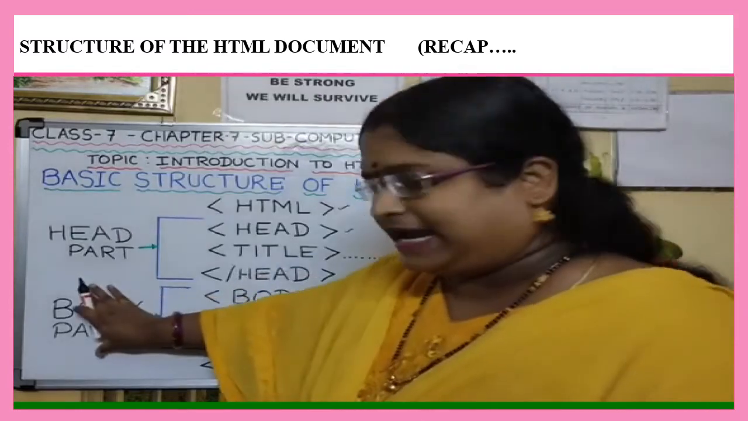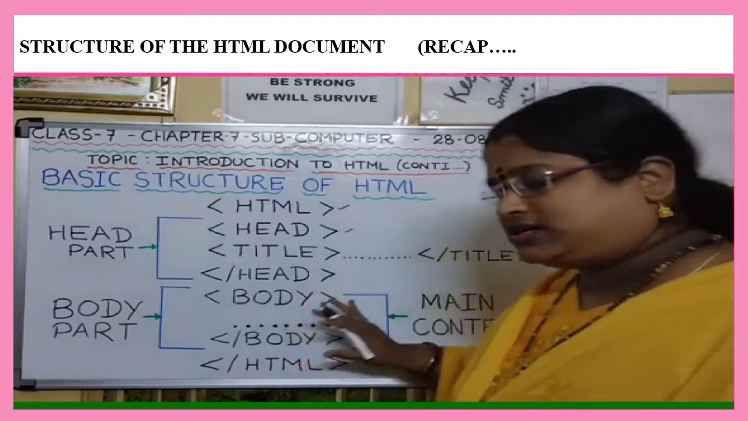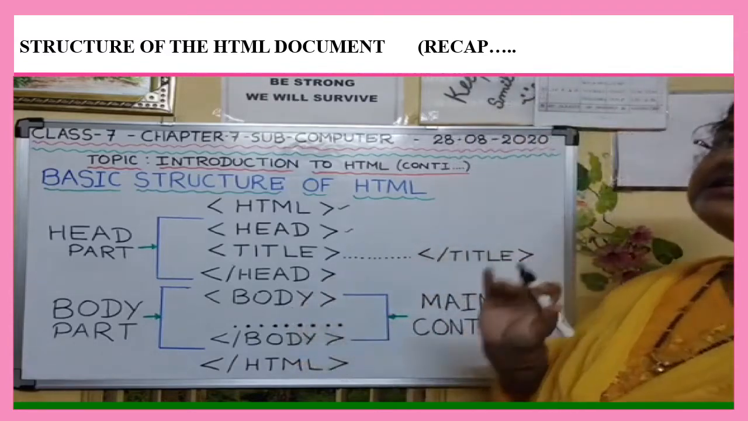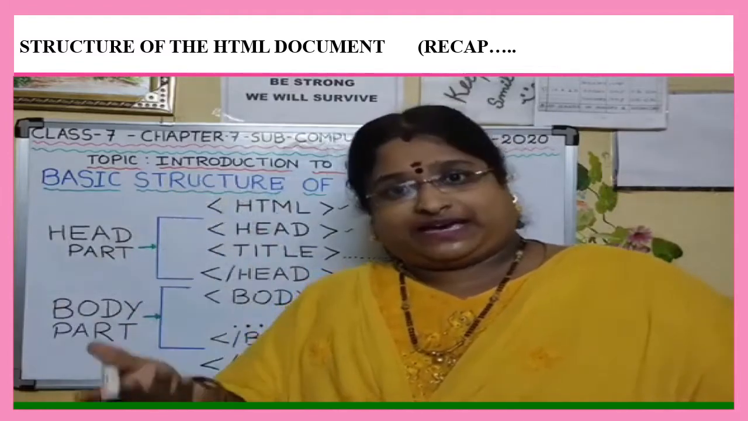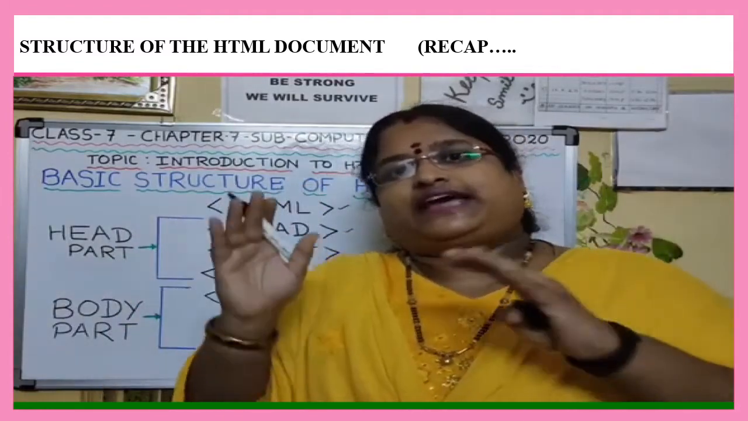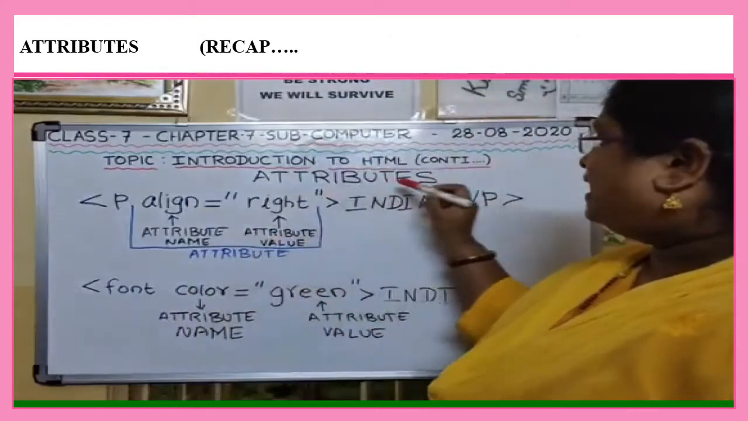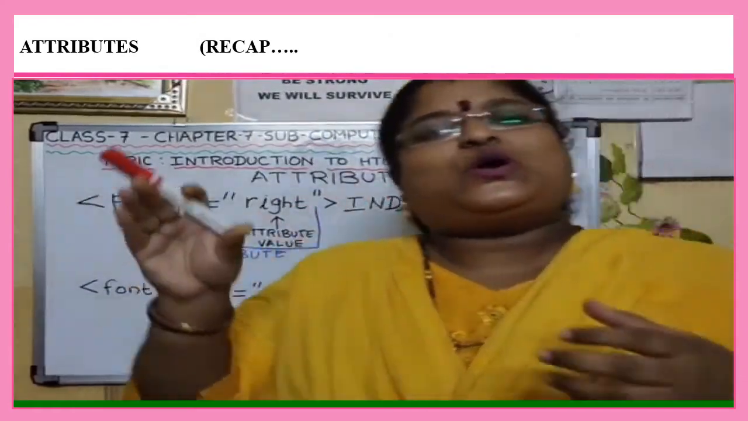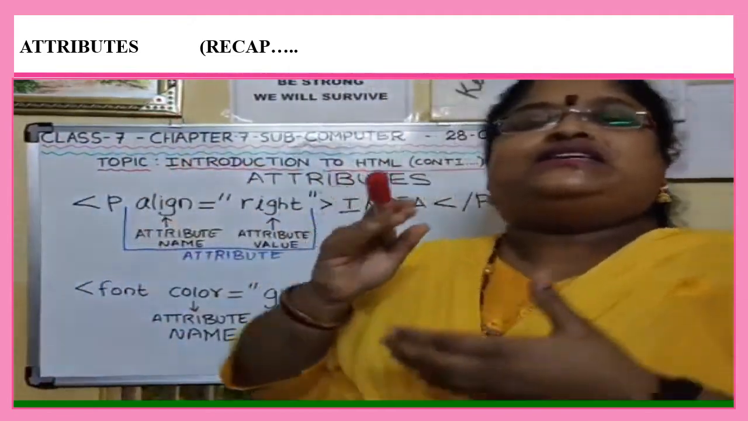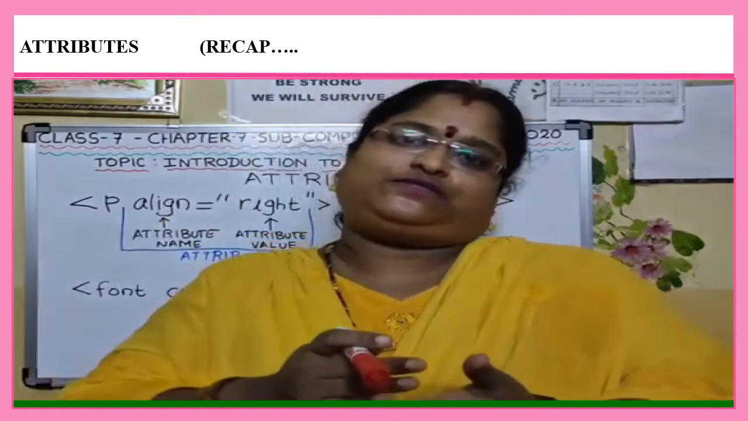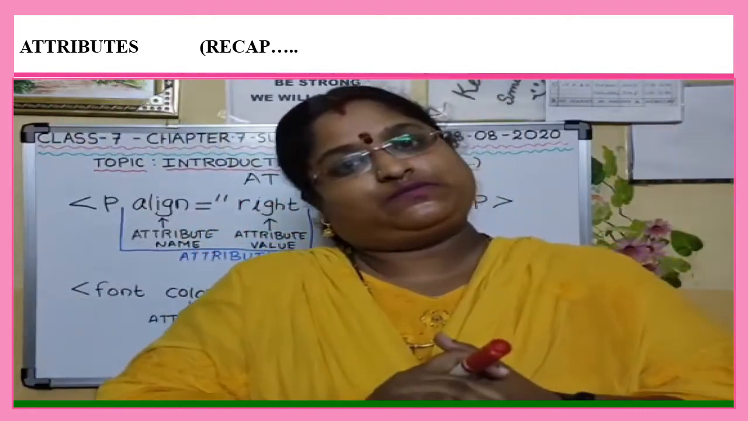And here comes the main part, that is body part. So inside this body part, you can give your main content such as paragraph, text, table, image. So with the help of the tags, with the help of the attributes, you can decide how the content should be. Now let us see about attributes. Attributes are the special words that can be given inside the tag. So it controls the behavior of the tag.